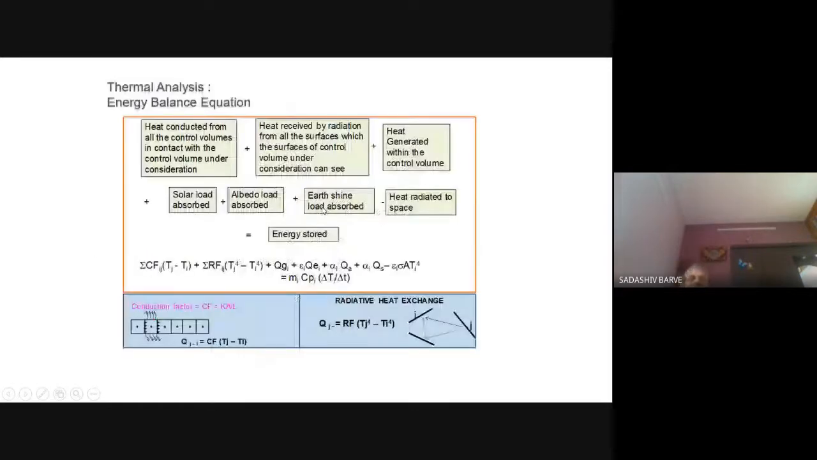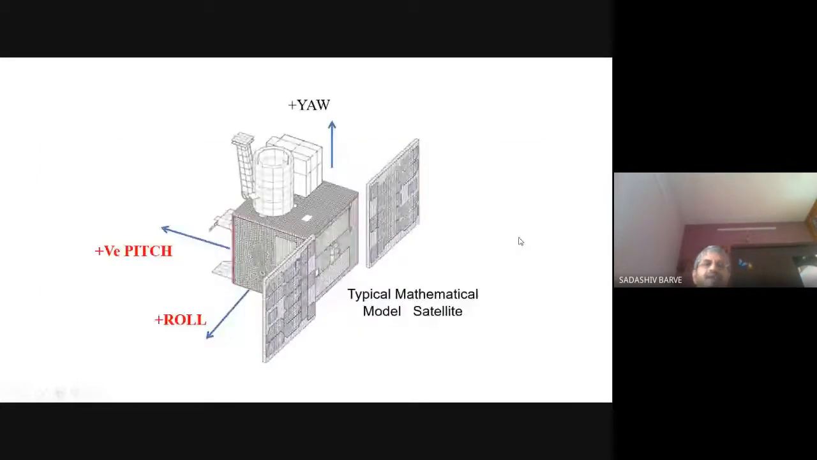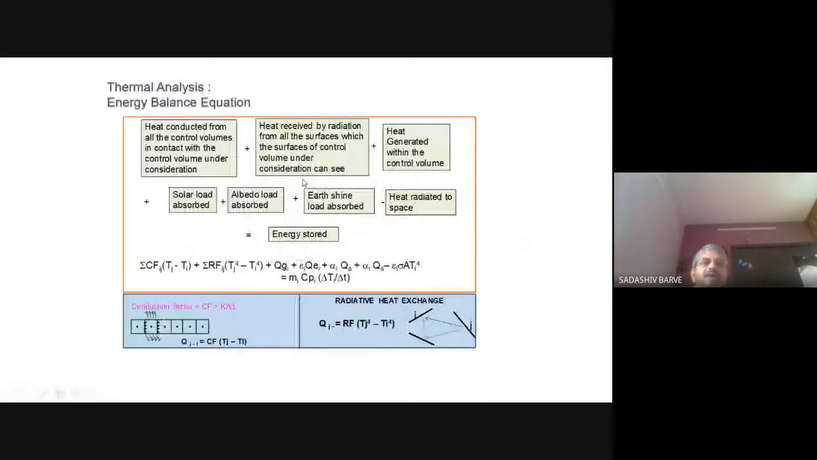Now, thermal analysis is the need to do the energy balance equation, that at any given element is the heat conducted from all the control volume. All control volume is what? For example, if you take any one surface, then what energy it gets from the neighboring elements. That is the control volume. If I am considering a particular node, what is the energy received by virtue of conduction from its neighbor? That is by virtue of conduction in contact with the control volume under consideration.